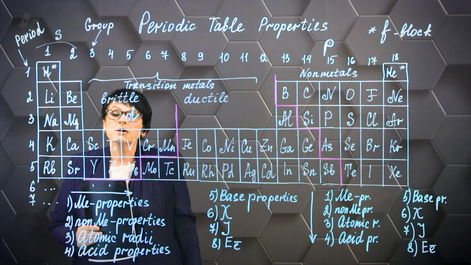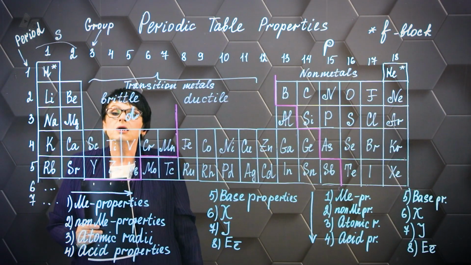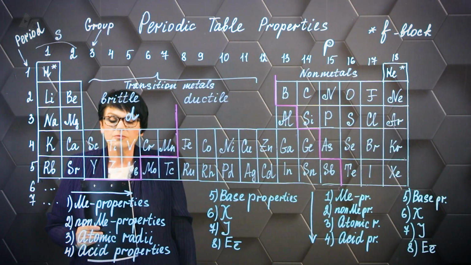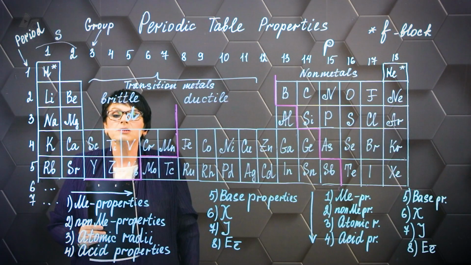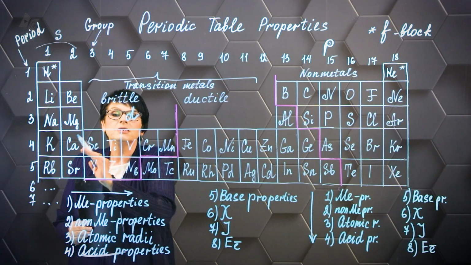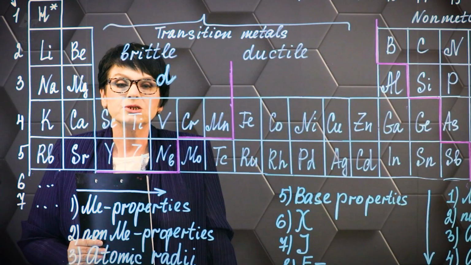Today we will find out with you how the properties that are in the periodic table for chemical elements change. So we're going to first look at the changes in properties by period if we move from left to right on the periodic table in each period.